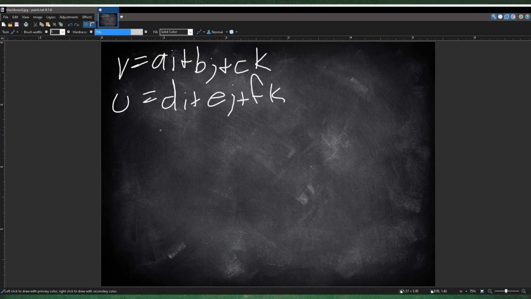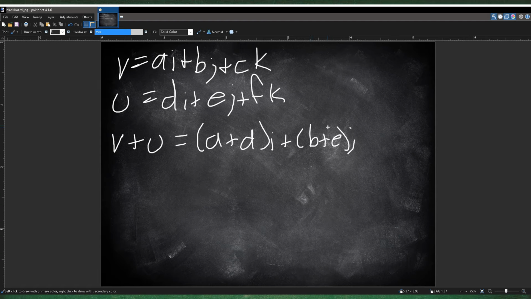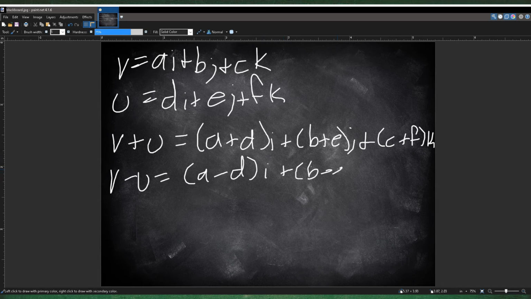Then if you wanted to add vectors, so v plus u, it's the same concept. Just add the x together, so a plus d i, plus b plus e j, plus c plus f k. So it's the same concept. Now you just have the z-axis. So v minus u is a minus d i plus b minus e j, plus c minus f k. It's basically that simple. It's just like 2D vectors, but now you just have the z-axis, as I said before.